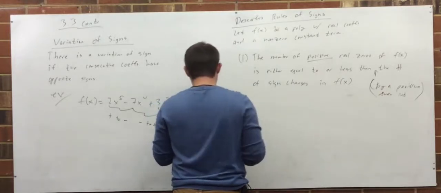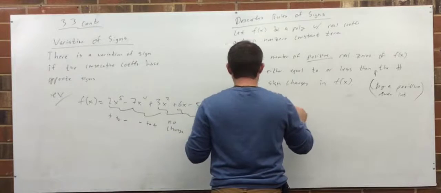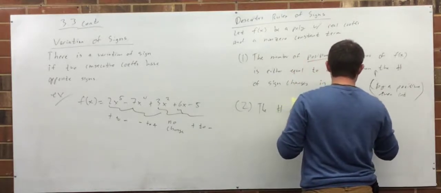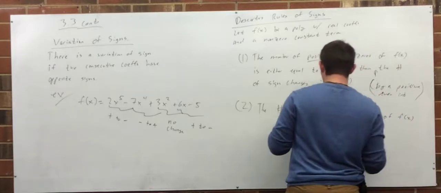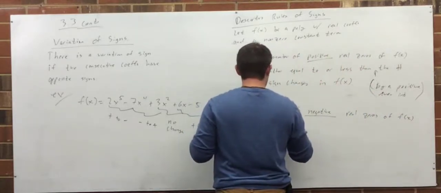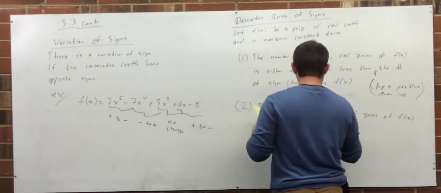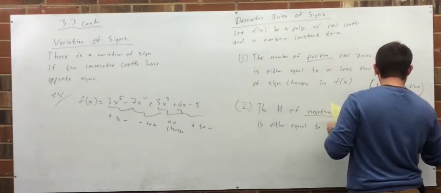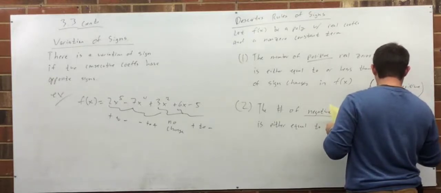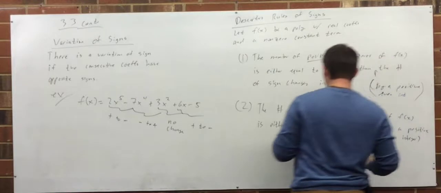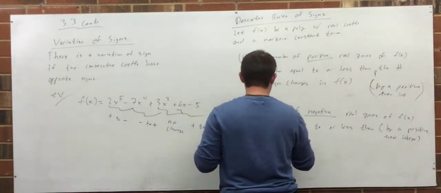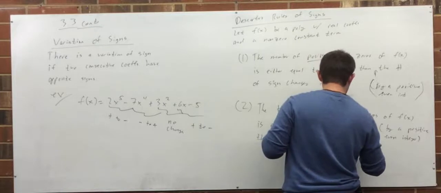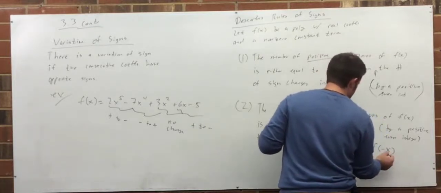Number 2 for Descartes' rule of signs. The number of negative real zeros of f of x is either equal to or less than, again by a positive even integer, the number of sign changes in f of negative x. Okay?